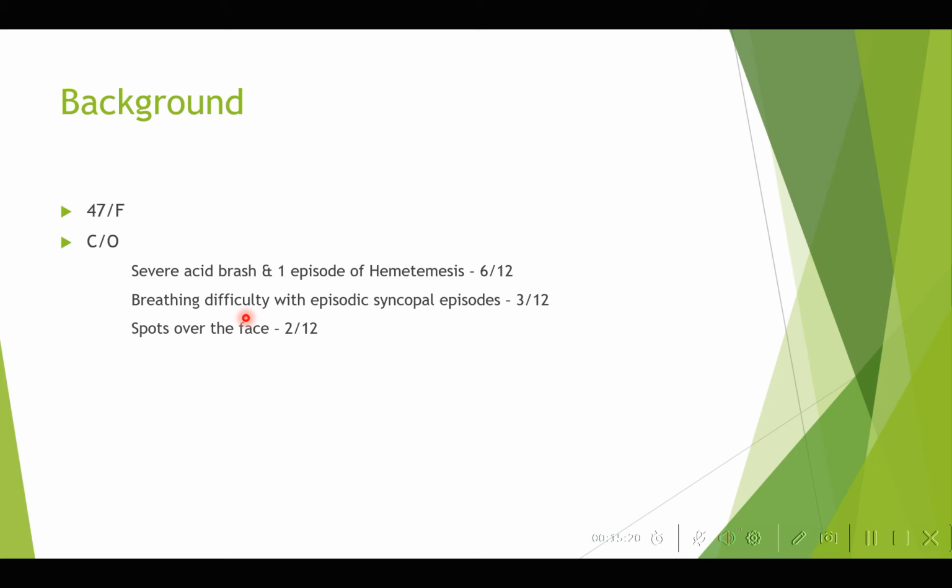So, it means that possibly she is having severe reflux disease, and possibly she would also have a Barrett's. And then she is having breathing difficulty with episodic syncopal episodes. Considering the previous history and also the spots over her face, which could be telangiectasia, it could mean that she is having something like scleroderma. Scleroderma can be a possibility in this patient, and the breathing difficulty can be due to either anemia or an interstitial lung disease, with episodic syncopal episodes, sir.